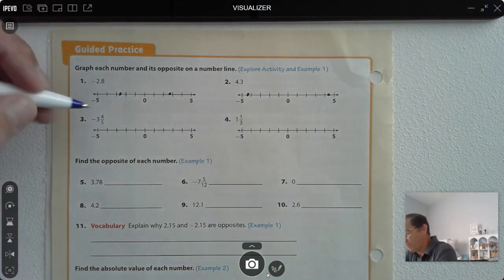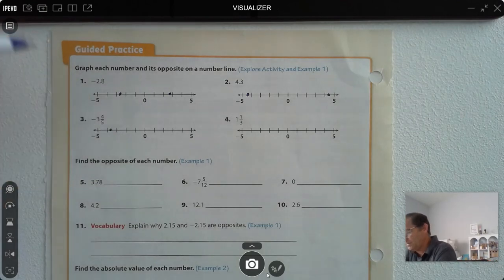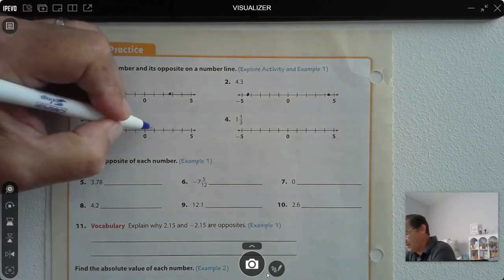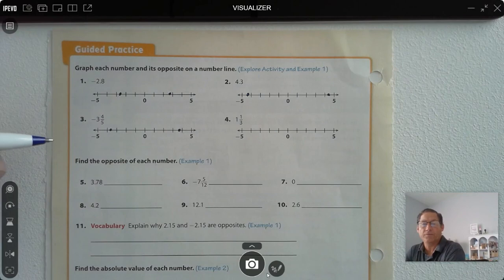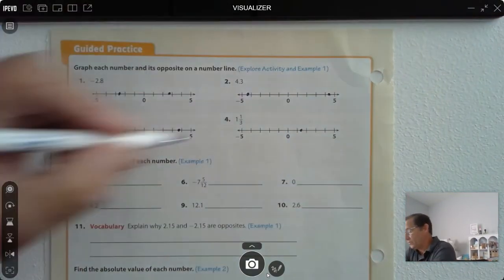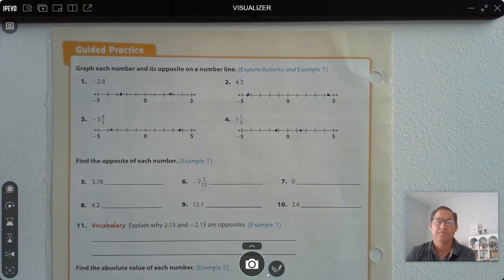Negative 3 4/5. 1, 2, 3. It's almost 4, or negative 4. And the same thing on the opposite side. 1 1/3. 1/3. Negative 1 1/3.